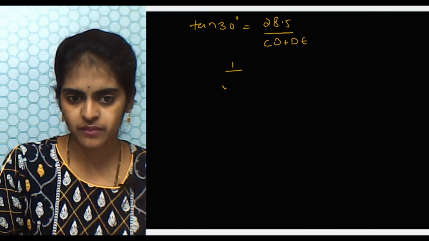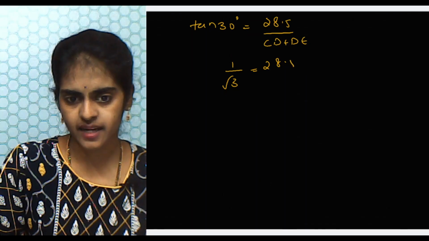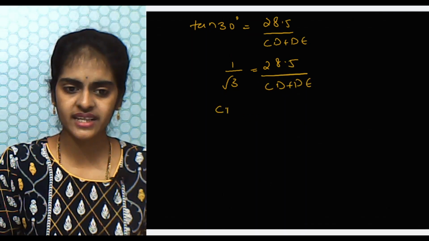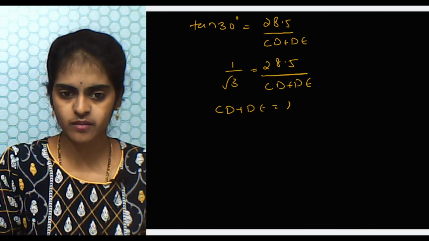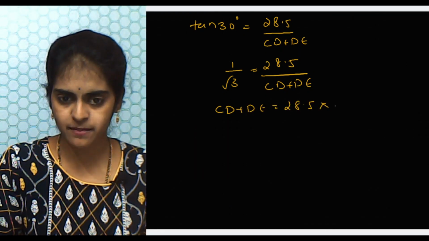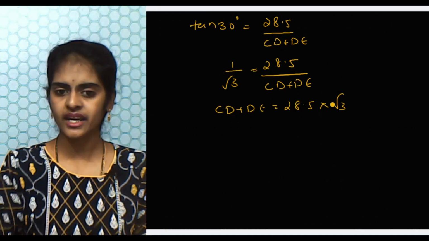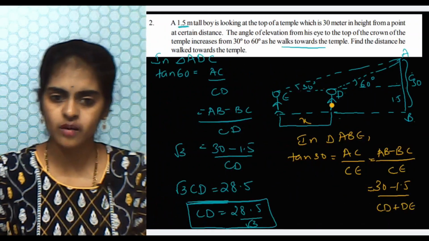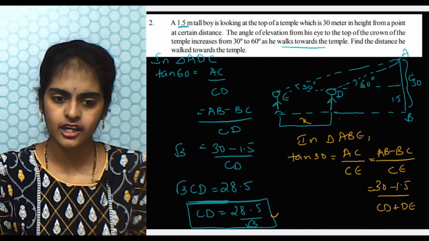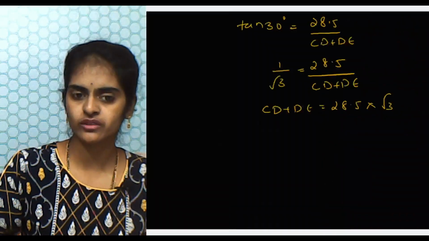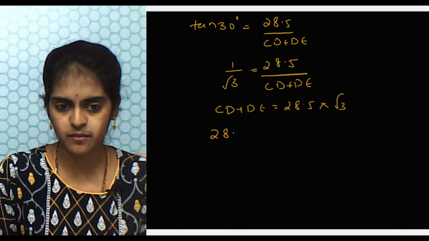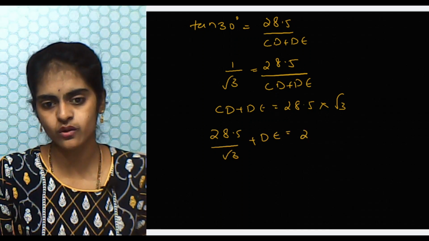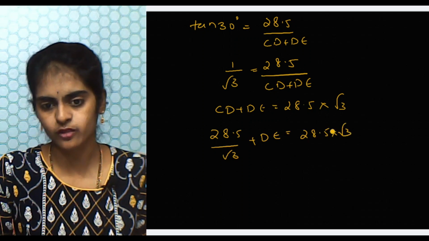So tan 30 is 1 by root 3, which is equal to 28.5 divided by CD plus DE. Cross multiplying, you get CD plus DE is nothing but 28.5 multiplied by root 3. Now CD value, how much are you getting? CD is nothing but 28.5 divided by root 3. Let me write it here: 28.5 divided by root 3 plus DE is equal to 28.5 multiplied by root 3.